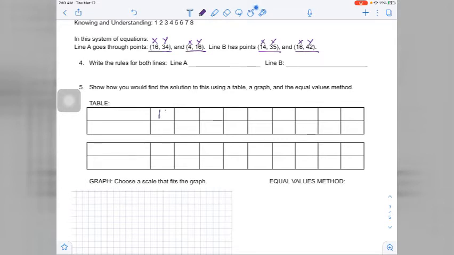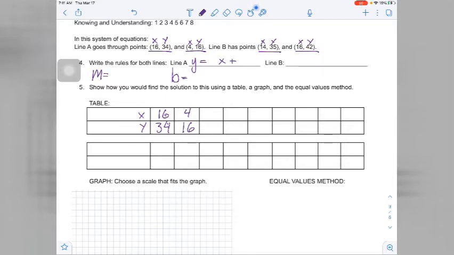So on my first table, I know that when x is 16, y is going to be 34. And I know that when x is 4, y is going to be 16. If I want to write down a rule for this one, the first thing I need is to find m, and I need to find b. Those are my two things. The rest of it is just y equals blank x plus b.